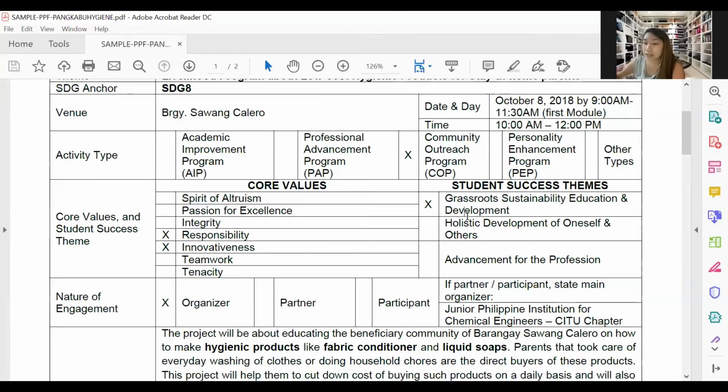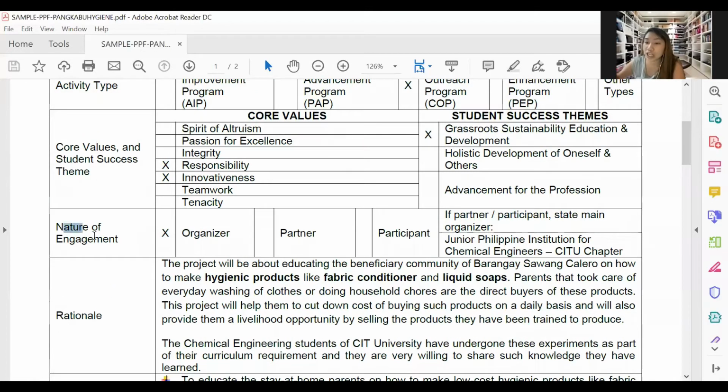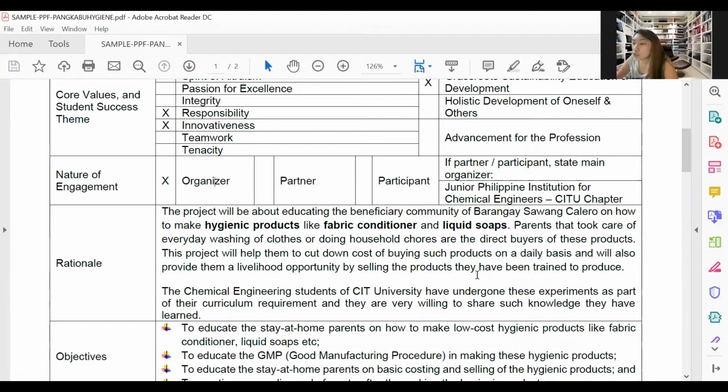Okay, next, the nature of engagement. Since you are the creator of the proposal, you are the organizer. But if ever you create projects in the future and you are just the partner organizer, then you will place partner. Or if you will just participate in the activity, then you are a participant. If you are a partner, state the main organizers if there is someone different.